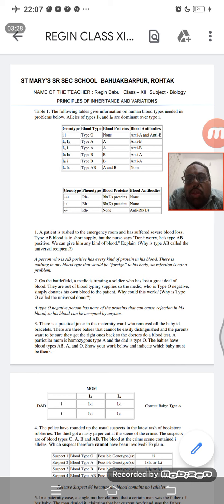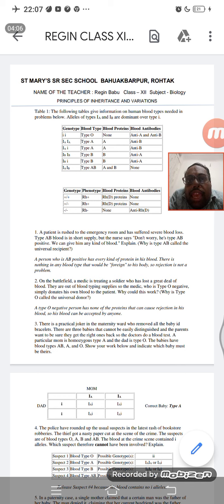So we will move to the questions one by one, and this is the genotype table. You can see the genotype is given, which blood type it will form, and whether they will produce any blood proteins, that is antigens, and blood antibodies, that is also given. That is, small i and small i will give you type O blood group, and they don't produce any antigens, and they have antibodies anti-A and anti-B.